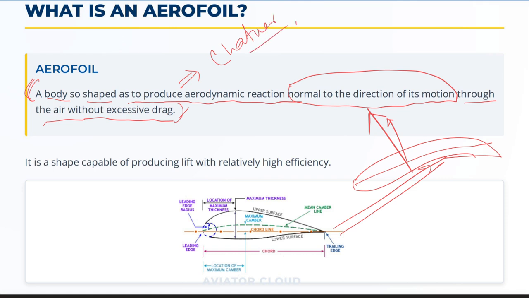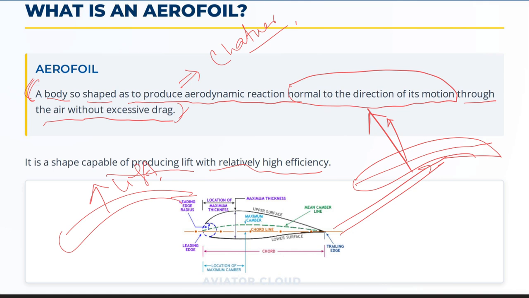Chatur style definition. So I can give you a Rancho style definition, which is very simple. It is a shape capable of producing lift with relatively high efficiency. So what is an aerofoil? An aerofoil is a shape that can produce lift. Very simple. Okay, both are correct.